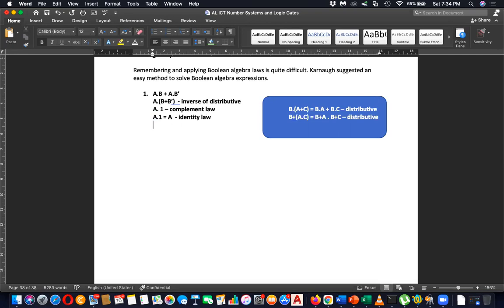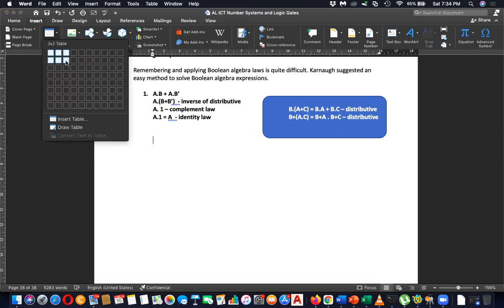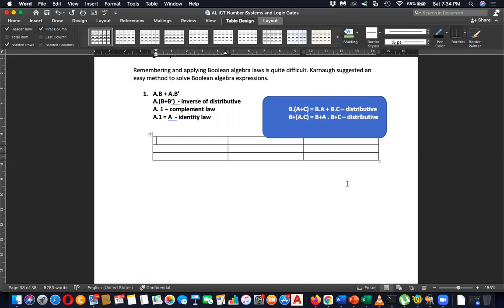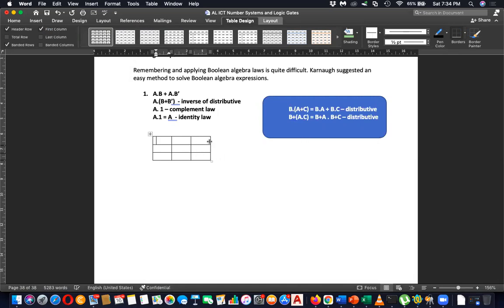Okay, how to solve this using K-maps? It's easy. In a K-map you draw a table like this. Since you have A and B only, you can draw a small table: on one side you put A, and on the other side you put B. This is your map. B can be 0 or 1, A can be 0 or 1.